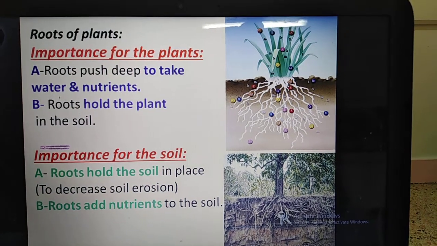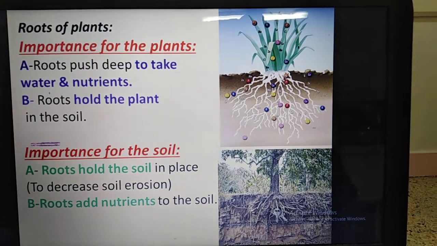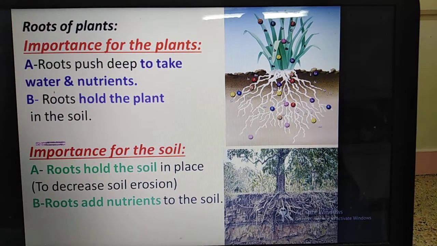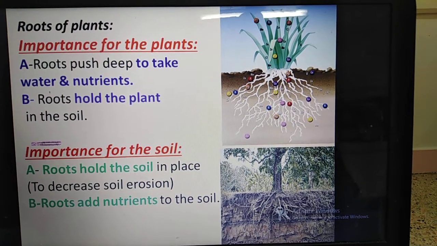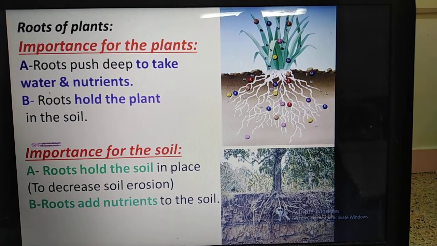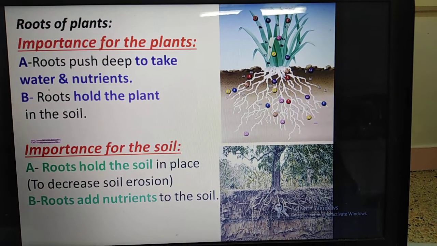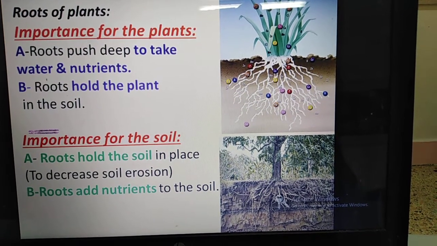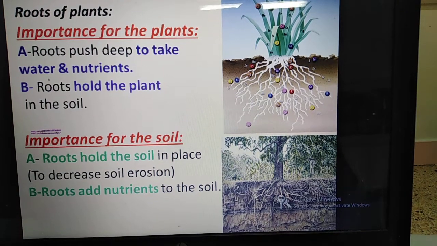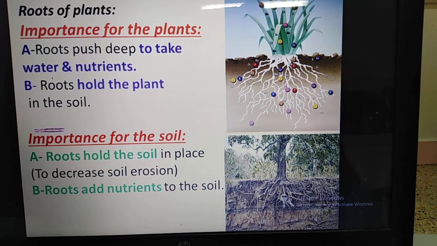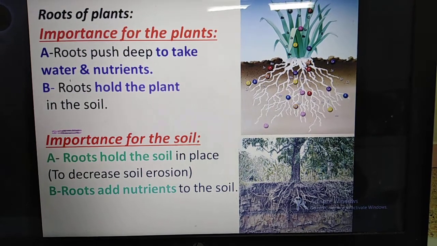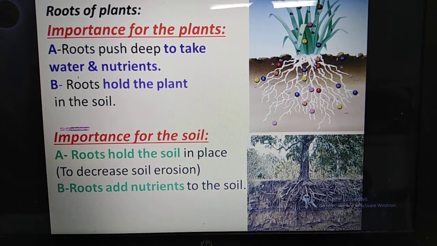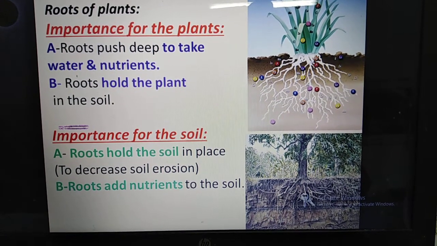As we said that plants grow in the soil, so the roots of plants are very important for the plant and important for the soil. Let's study the importance of roots of plants for the plant. Number 1, the roots push deep to take water and nutrients. So the roots are important for the plant to absorb water and nutrients from the soil, and also roots hold the plant in the soil. This is the importance of plant roots for the plant.